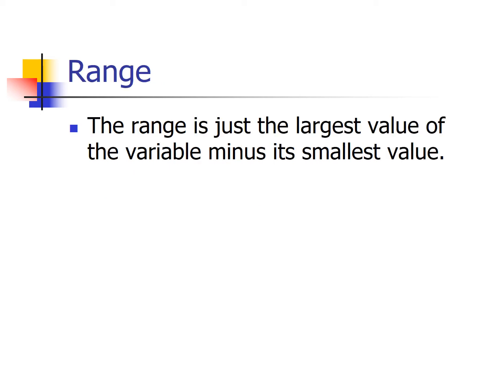So the range is just the largest value of the variable minus the smallest value. Remember, subtraction is a distance operator. So we're just looking at how far the spread is between the largest and smallest. All our observations are contained within that range of values. Pretty straightforward, pretty intuitive, pretty easy to calculate.